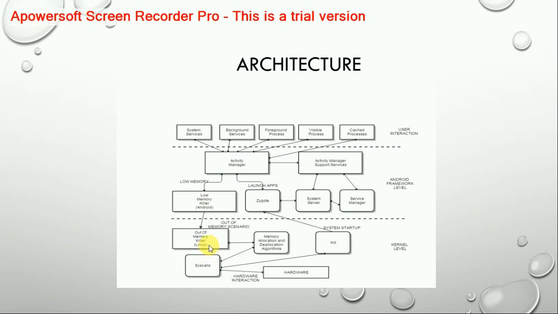Out of memory killer is invoked in the Android when low memory killer is not able to kill some processes and gain some memory. So Android calls Linux kernel's out of memory killer to kill some processes out of the memory so that the new application can be launched.